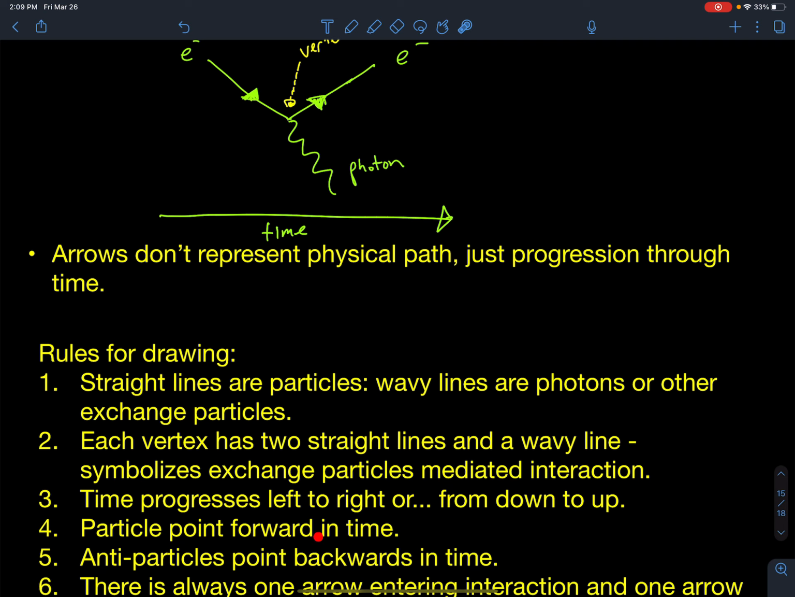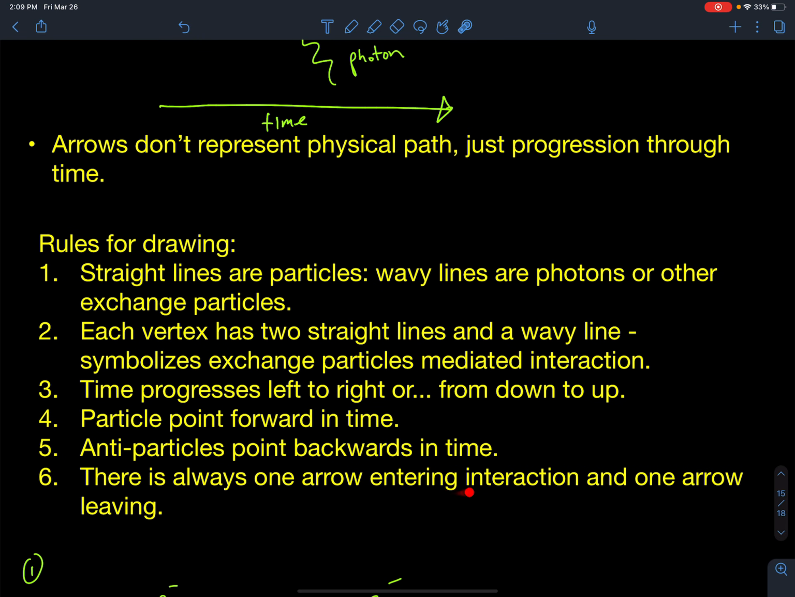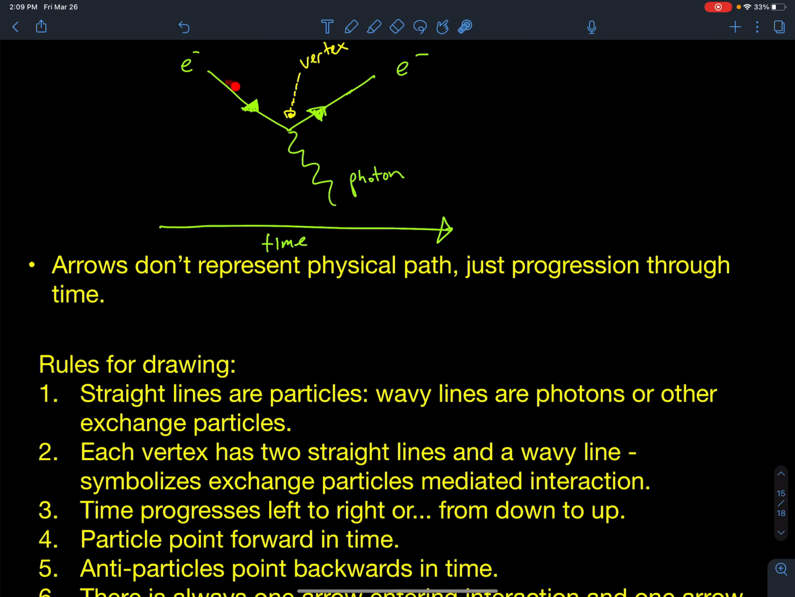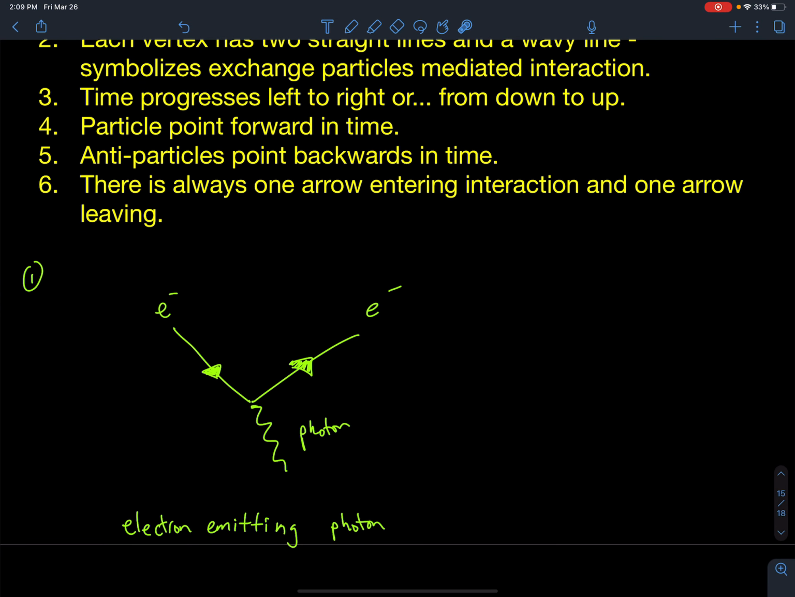Particles point forward in time. Matter always points forward, meaning if time is going to the right, the arrows point in that direction. Antiparticles and antimatter, on the other hand, point in the opposite direction. So if this was antimatter, the arrows would be going in the opposite direction. And finally, there's always one arrow entering the interaction and one arrow leaving the interaction. Always. Okay? So if we take a look at a few, this is from page 303.